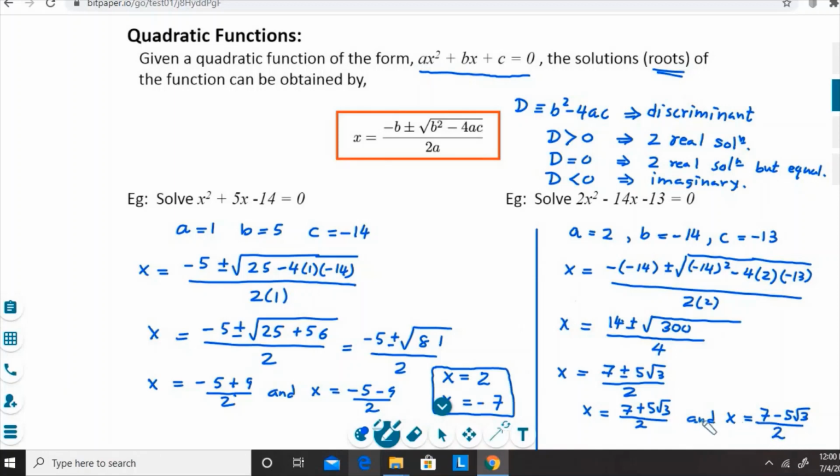So both these numbers are real, distinct numbers. So the solutions are real. There are 2 solutions. They are real and they are distinct, just like example number 1. So this should give you an idea about how to solve quadratic functions using the quadratic formula, which is shown here.